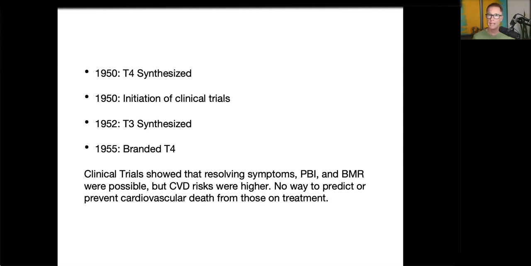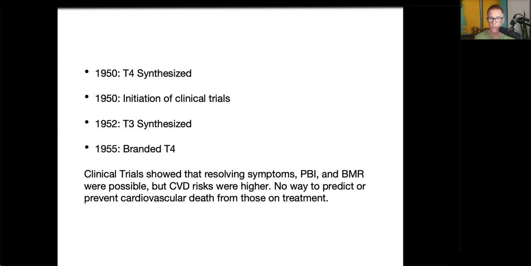So that was the big nemesis: how do we treat these people and not hurt their hearts while we're doing so? It seemed almost impossible to separate the two out, that you couldn't give thyroid treatment without causing cardiac damage. And no one knew why people who made their own thyroid hormones didn't have unusual rates of heart disease, but yet when you gave them thyroid hormones, they did.